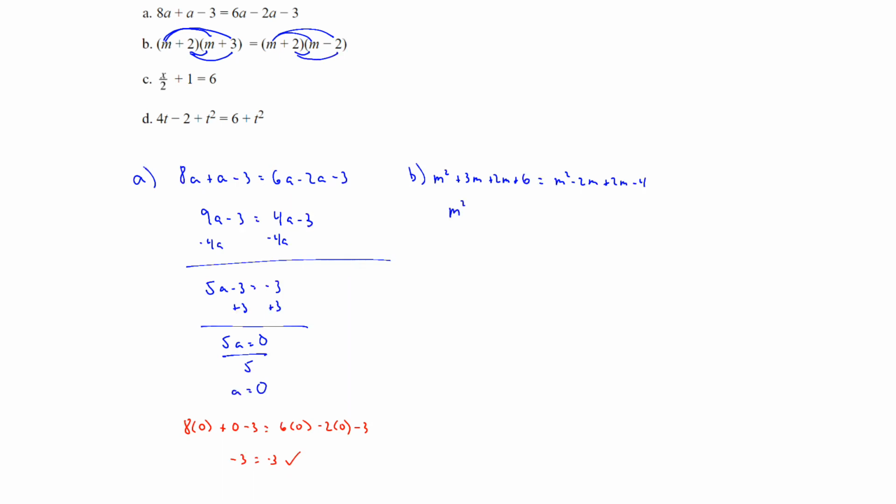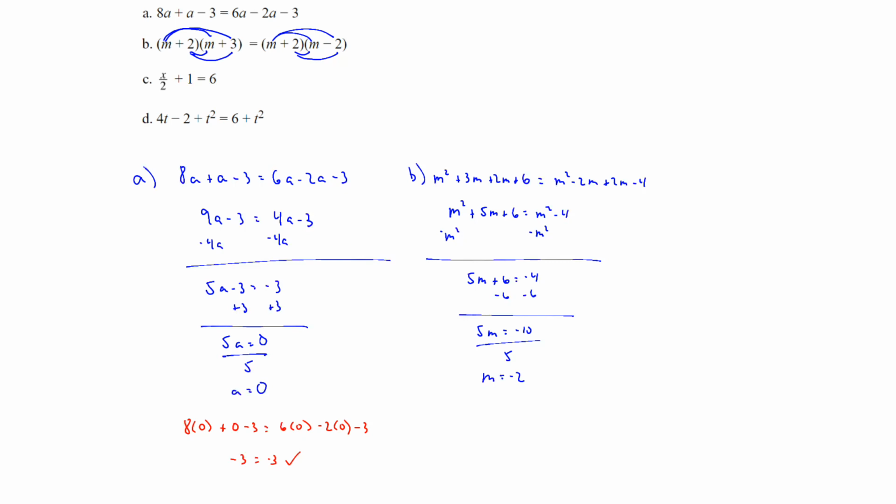I will now combine my like terms. So I have m squared plus 5m plus 6 on the left, and on the right the 2m and the negative 2m cancel. That leaves me with only 2 terms on the right. We then want to cancel out the m squareds. So that'll just leave us with 5m plus 6 equals negative 4. We're able to subtract 6 from both sides and then divide by 5. And m is equal to negative 2.